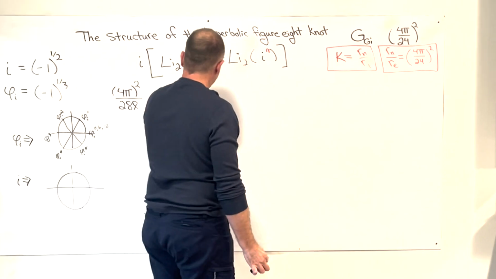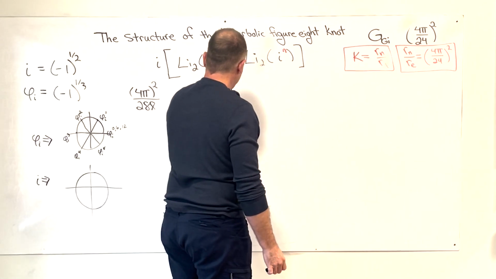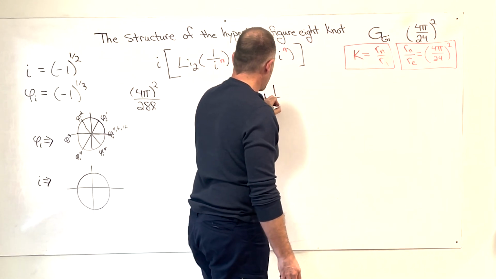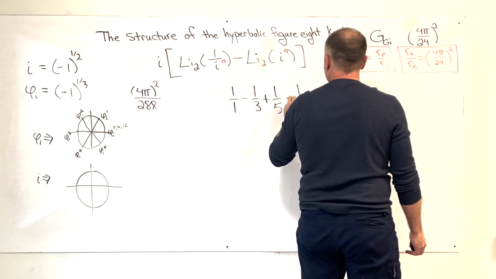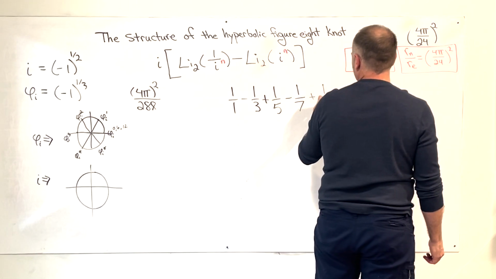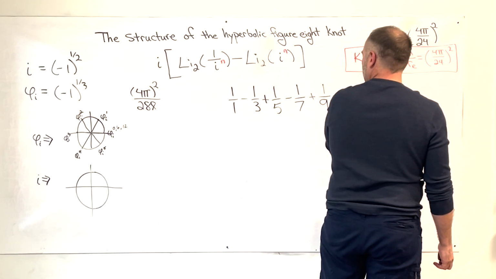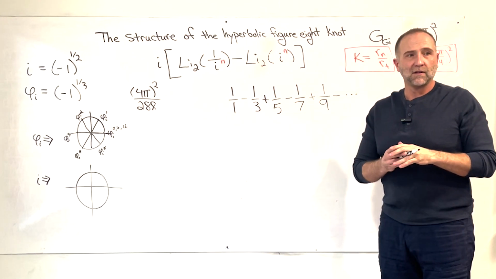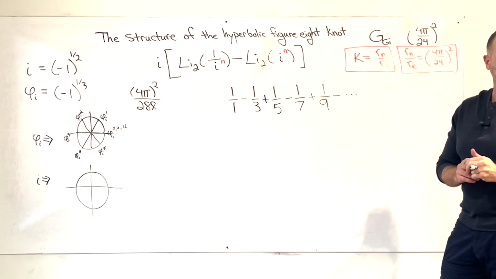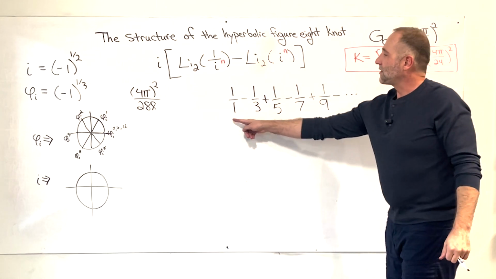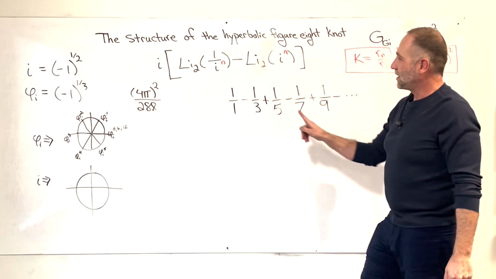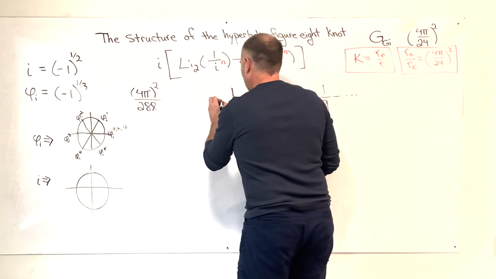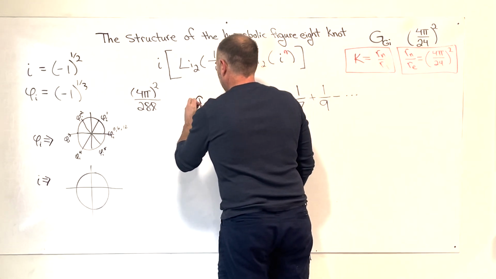Let's remember that 1 over 1 minus 1 over 3 plus 1 over 5 minus 1 over 7 plus 1 over 9 minus ... is equal to, do you remember? Do you remember? All the odds in the bottom, every other sign's different. Close. Closer.